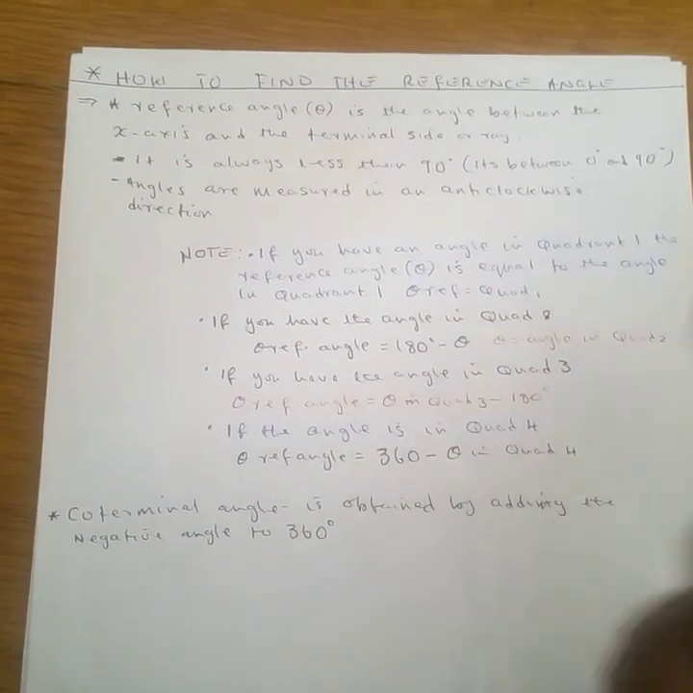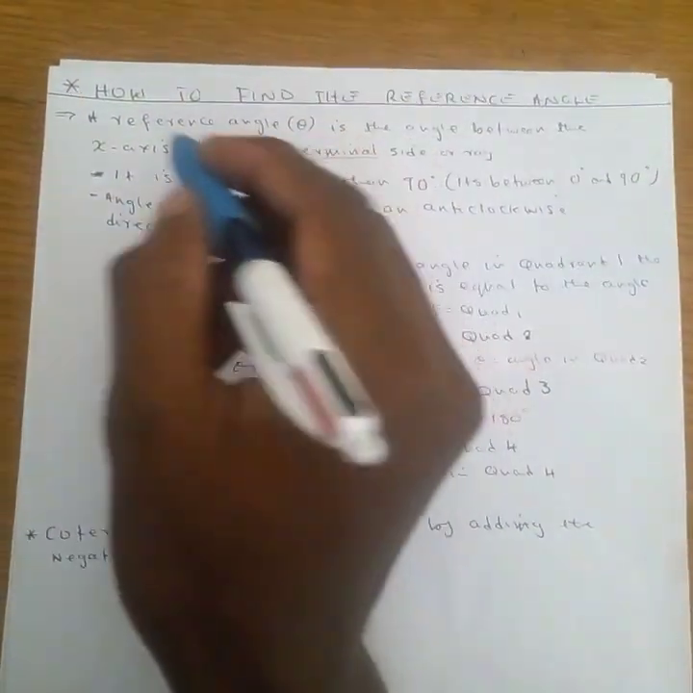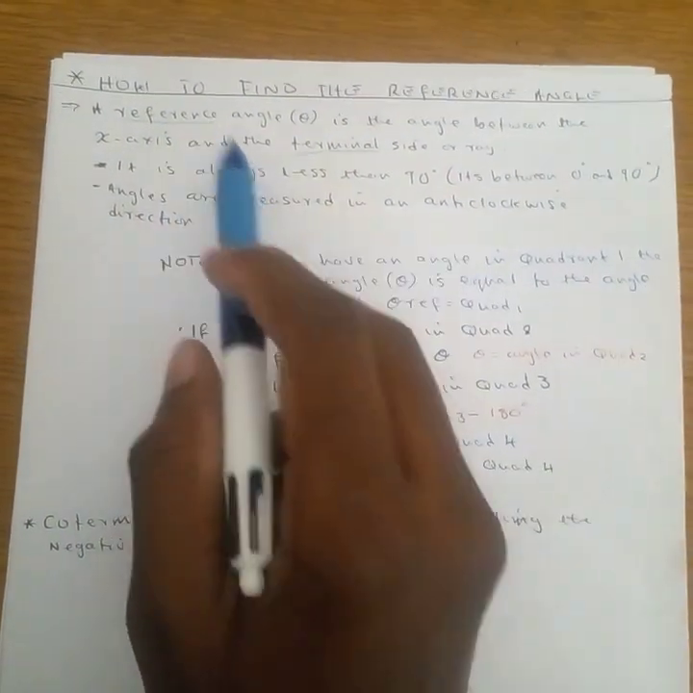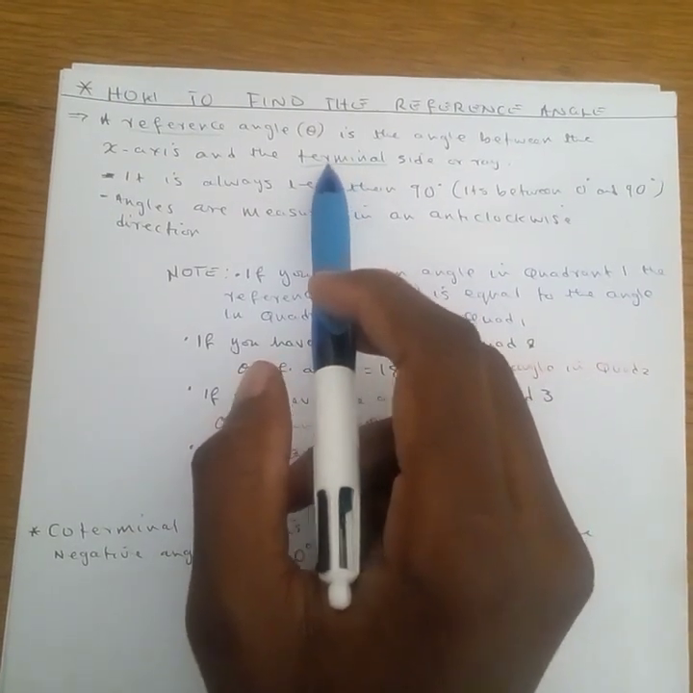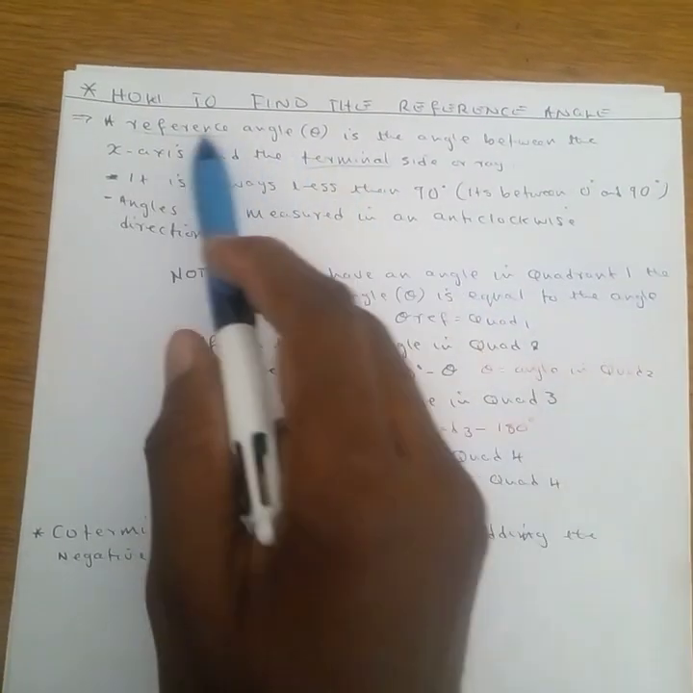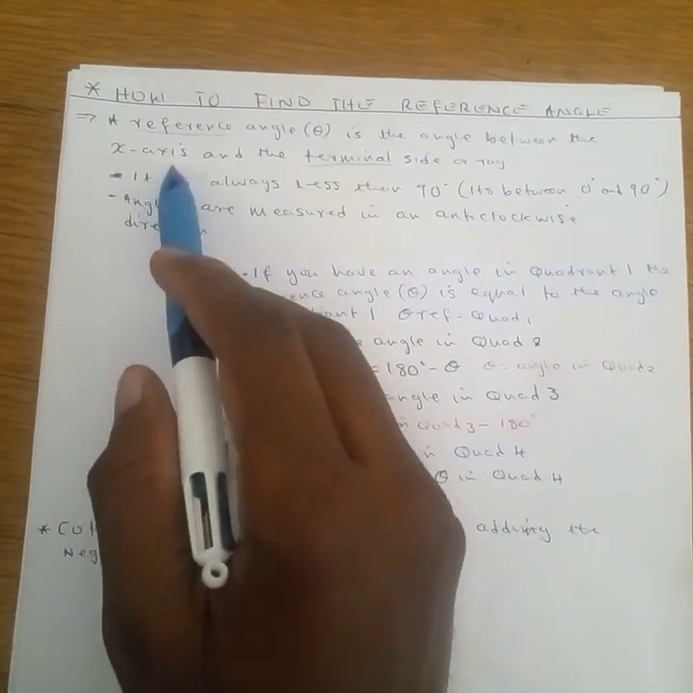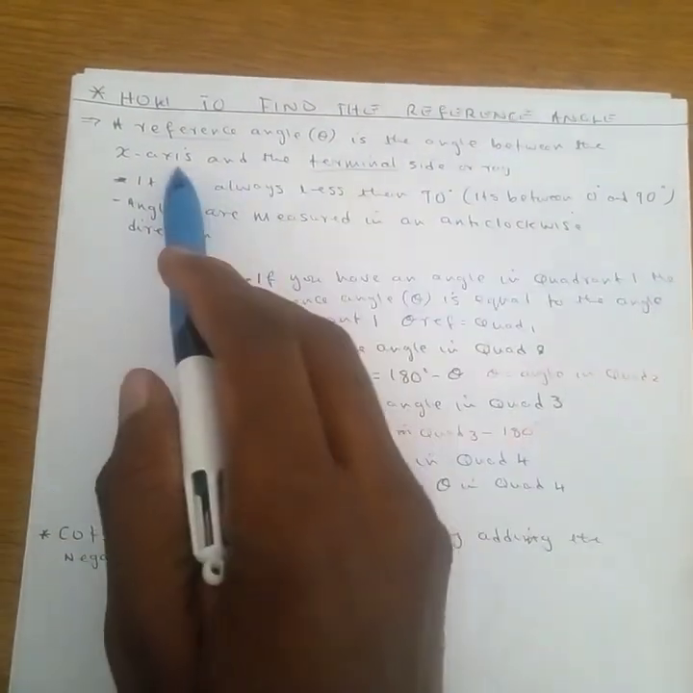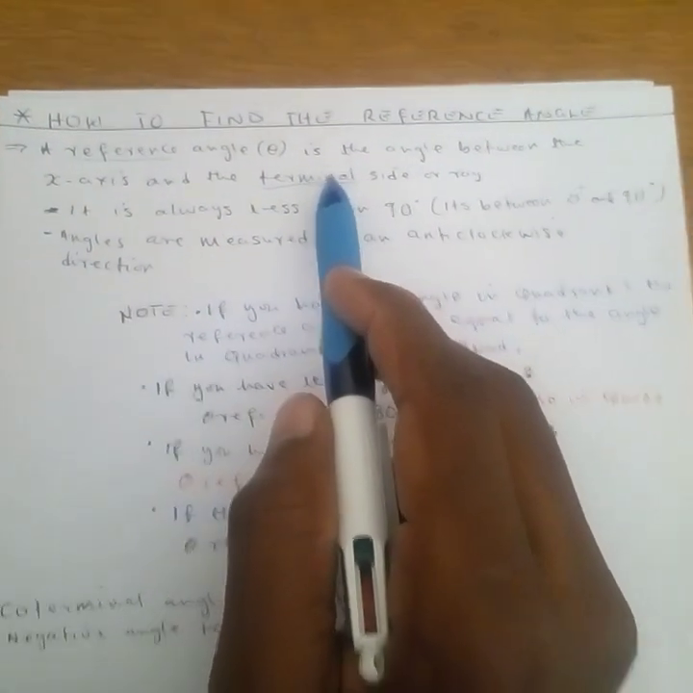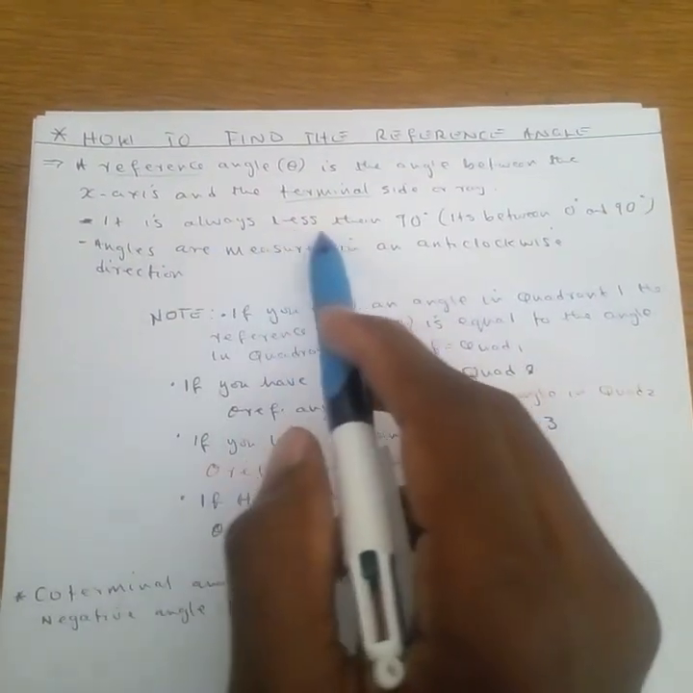Now, this is not the first time you are hearing the word terminal or reference, because in my previous video I demonstrated how you can find the reference angle when the terminal point is drawn. So in this lesson, we are going to find the reference angle by simply using the terminal side or ray. It is the angle in between the x-axis and the terminal ray or terminal side. So this terminal ray, you are supposed to draw it in order to come up with the reference angle. It is always less than 90.